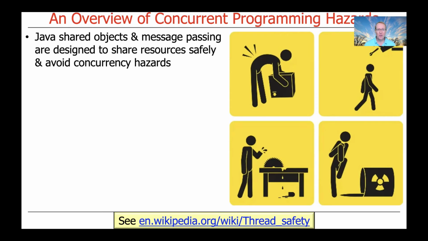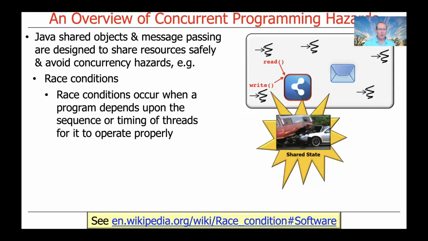So we want to make sure when we program that we use the right patterns and practices to avoid these hazards. But here's a quick summary of the hazards. One type of hazard, which is all too common, are race conditions. A race condition occurs when a program's behavior depends on the sequence or timing of the threads in order for it to operate properly.